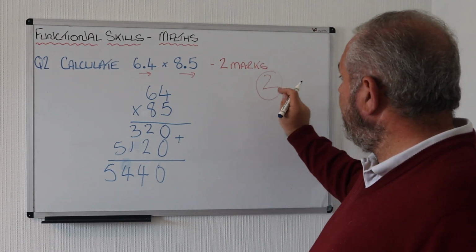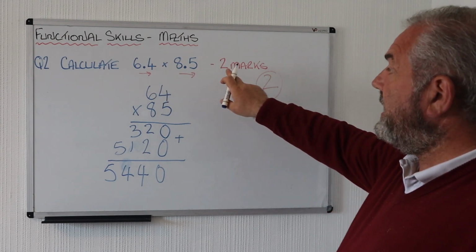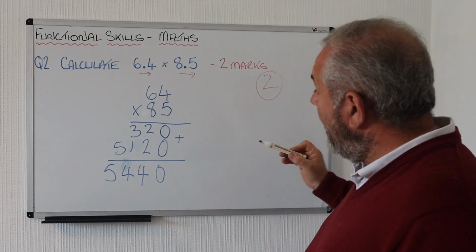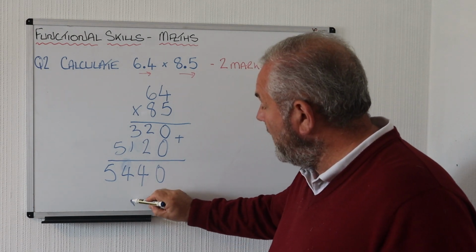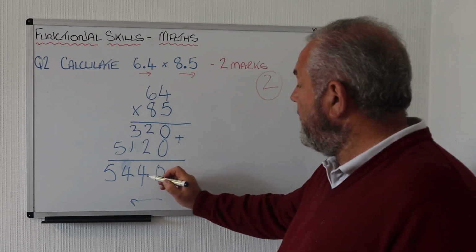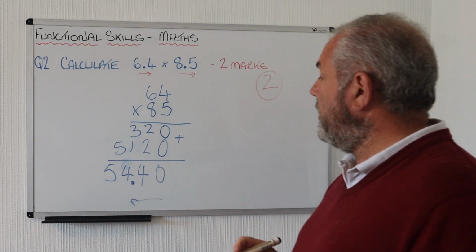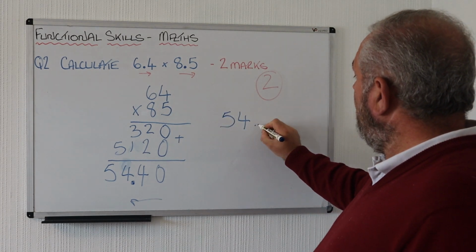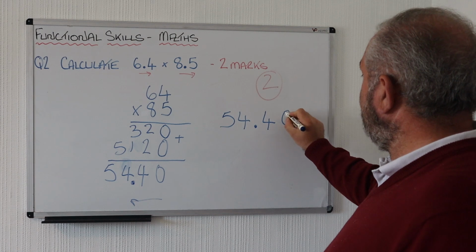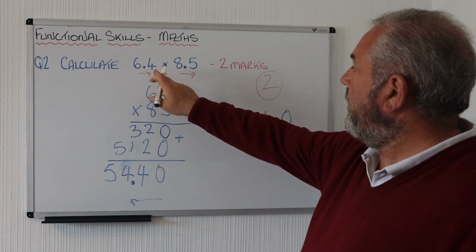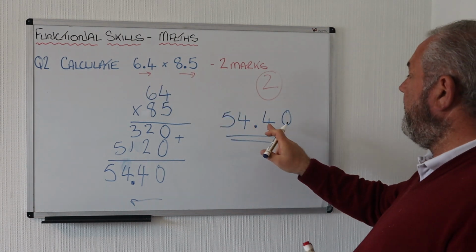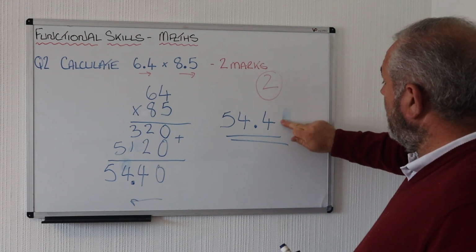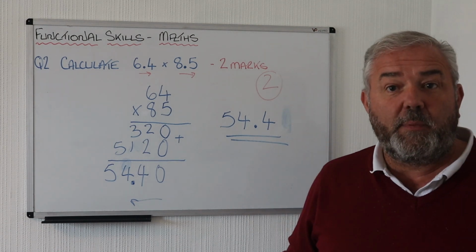Coming back to what we said earlier, there were 2 numbers to the right of the decimal point. So what I'm going to do now is put the decimal point back in, coming in from the right side this time. So we've got 1, 2, the decimal point goes between the 4s. So the answer we've got now is 54.40. Okay, so 6.4 multiplied by 8.5 gives me 54.40. Now, we can also not include that final 0 because the value will still be the same.